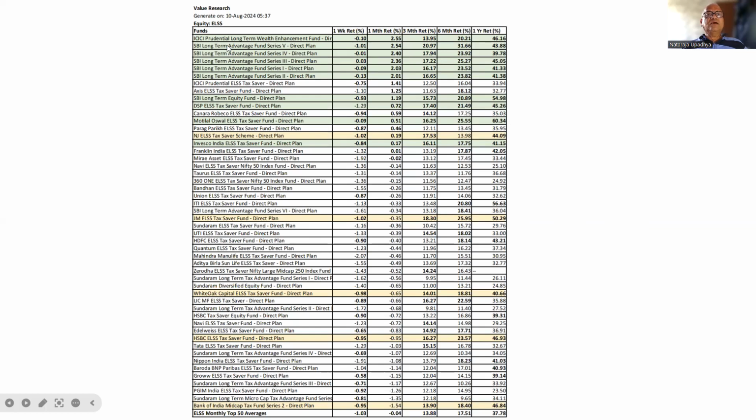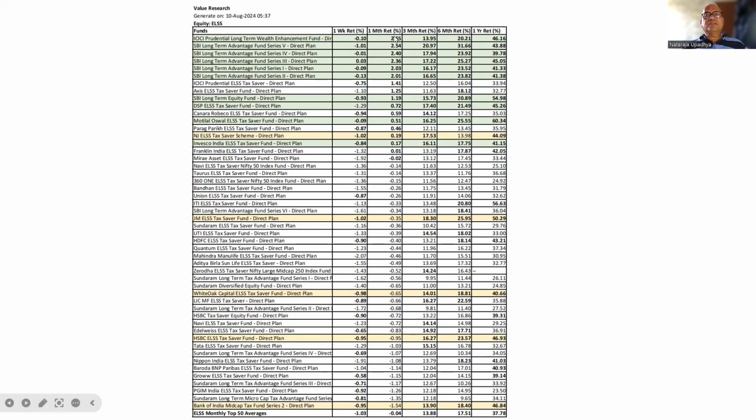The ones in green are ICICI Prudential Long-Term Wealth Enhancement Fund, then the series of SBI Long-Term Advantage Fund series 5, 4, 3, 1 and 2 in that order. Then SBI Long-Term Equity Fund, DSP LSS Tax Saver Fund, UNESCO India LSS Tax Saver Fund.